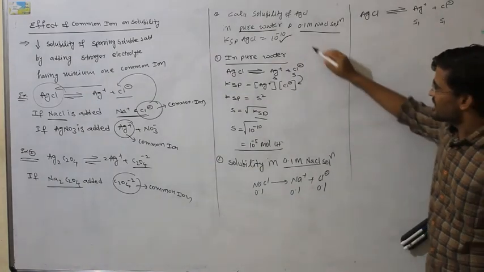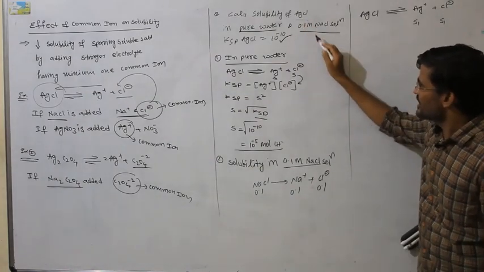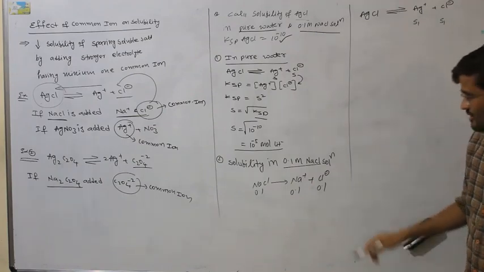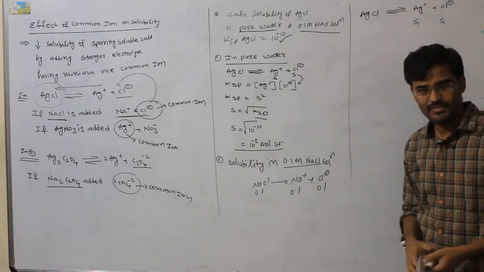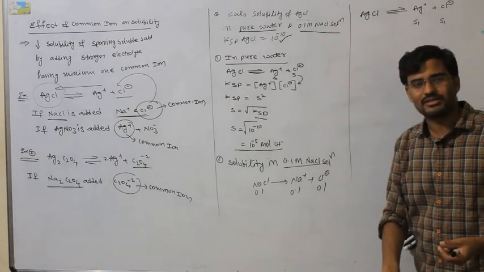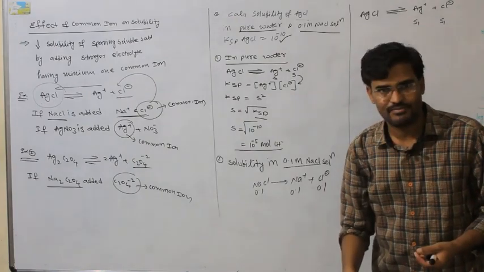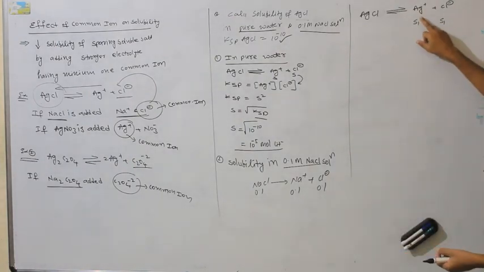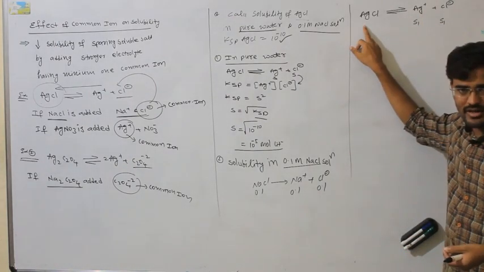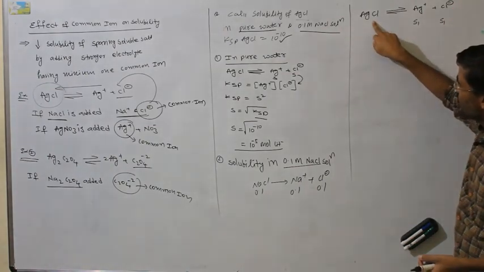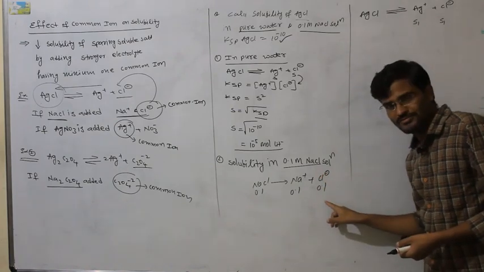So now we are discussing silver chloride solubility in sodium chloride solution. In that solution, chloride ions are already there, released by the sodium chloride. In that solution chloride is already present, but additionally silver chloride is added to it. So now Ag plus ions are coming only from the silver chloride, but Cl minus ions are coming from the silver chloride as well as from the sodium chloride.